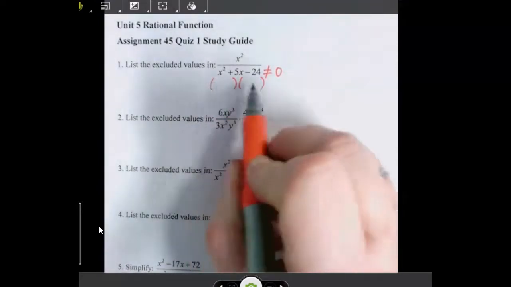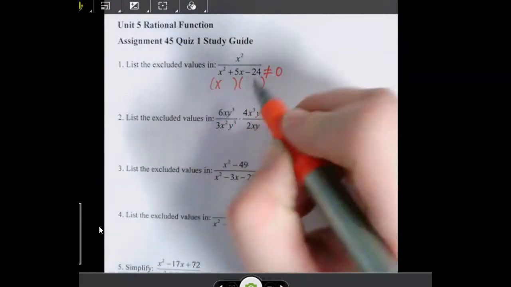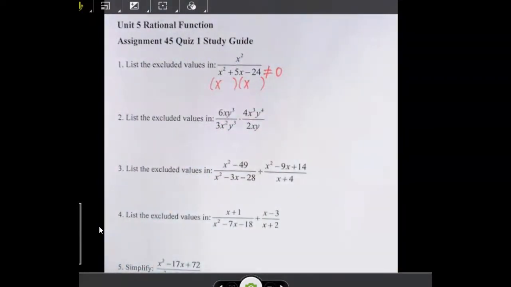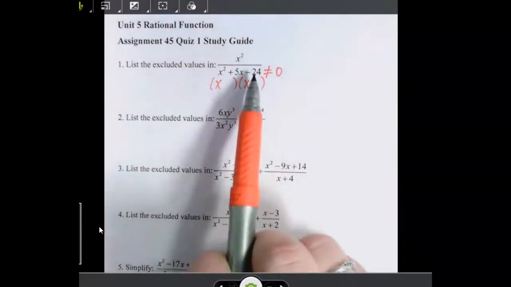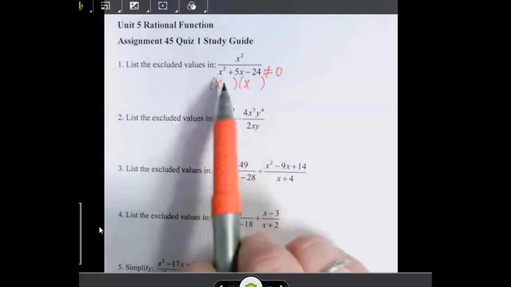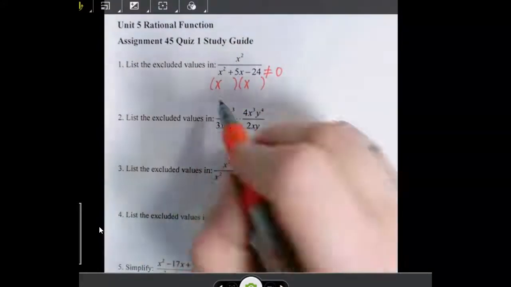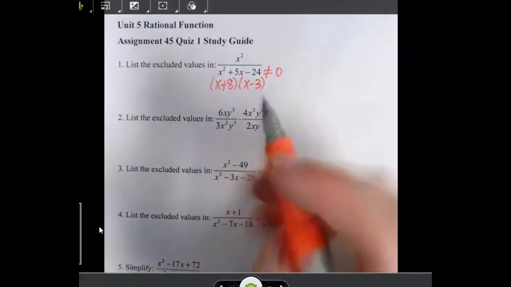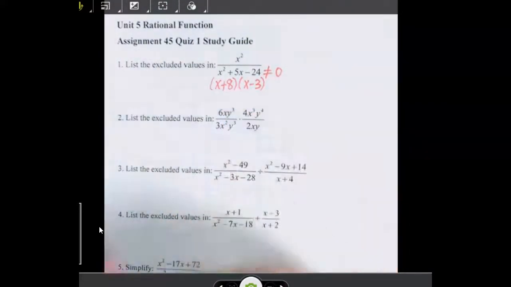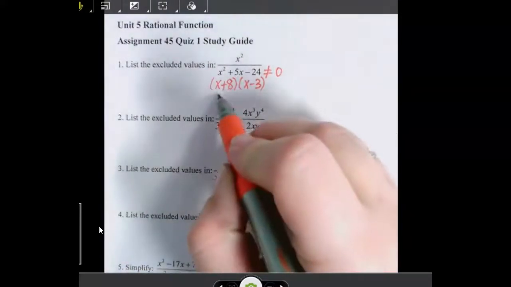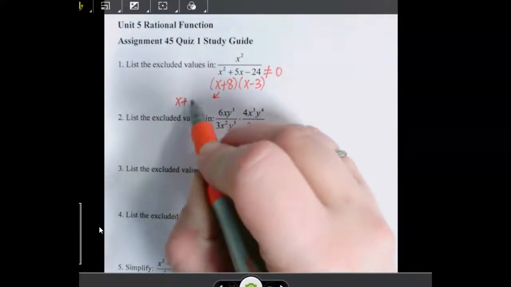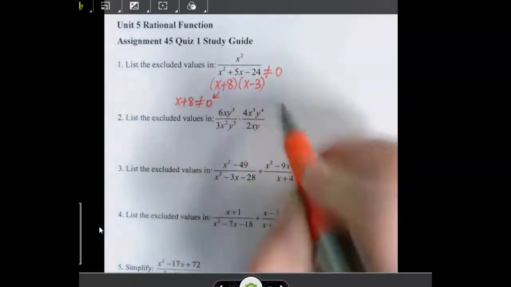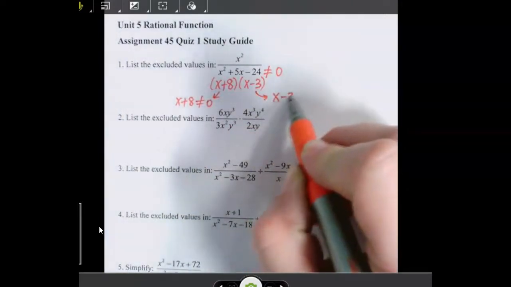So for a trinomial like this, remember, we know that x squared is x times x, and then we need two values that multiply to negative 24 and add to positive 5. So that would be positive 8 and negative 3. So then each one of those is not allowed to equal 0. So x plus 8 cannot be 0, and then x minus 3 cannot be 0.